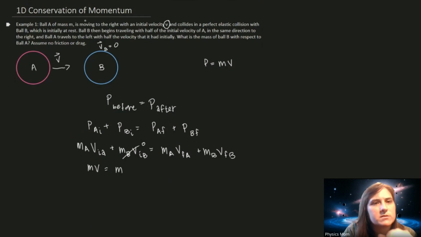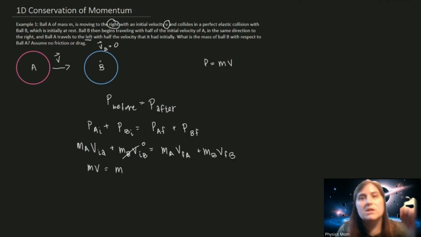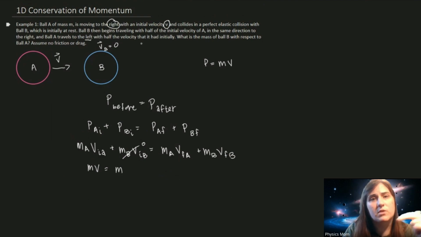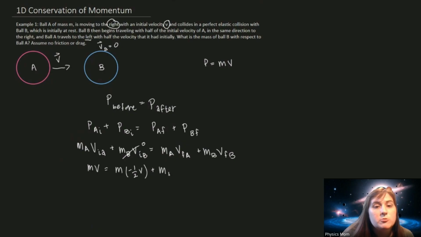Let's look. Ball A travels to the left with half the velocity it had initially. So if it was initially going to the right, then it travels to the left. That gives us a negative sign, and it's half of the initial velocity, so it's -1/2 v. Then this is going to be plus the mass of B, which is the thing we're trying to find. We don't actually know what that is. But we do know the final velocity of B. It says ball B begins traveling with half the initial velocity of A in the same direction. So this is going to be 1/2 of the velocity of A, which is just v.